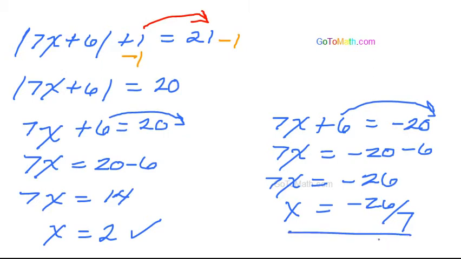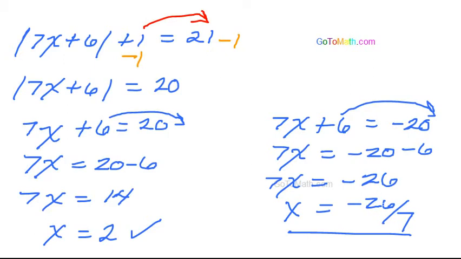Alright, so this is where we're at. We've got -26 over 7 and 2, and of course what you can always do is take that 2 and come up here and plug it in. So 2 times 7 is 14. 14 plus 6 is 20, right? And the absolute value of 20 is just 20, and then add 1 and you get 21. So that's a way to check that.